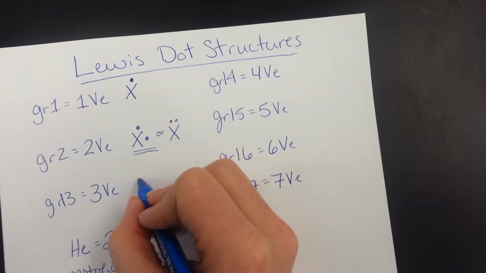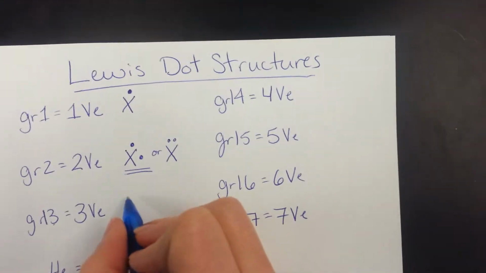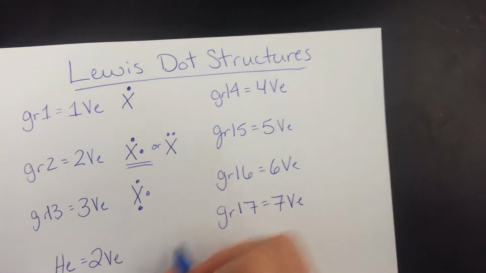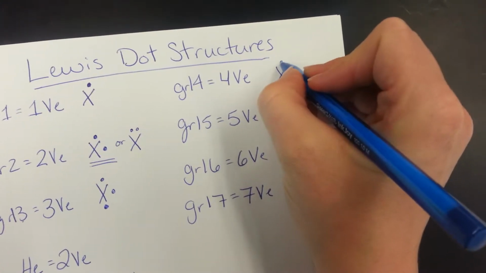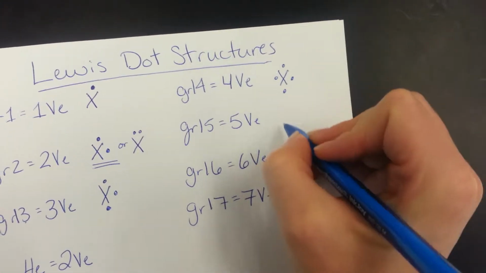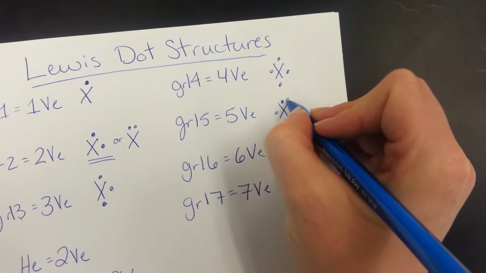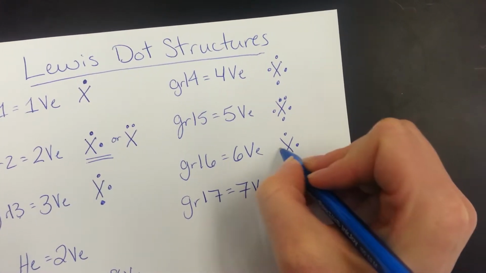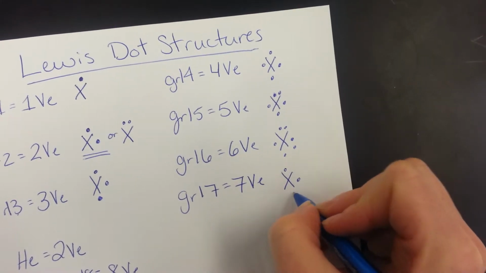Now, with 3 valence electrons, this is group 13, so we're over in the boron group. They will have 3 dots because they have 3 valence electrons. Notice I'm working around clockwise. Group 14, like carbon, is going to have 4 valence electrons. Group 15 will have 5. Group 16 will have 6. Group 17 will have 7.